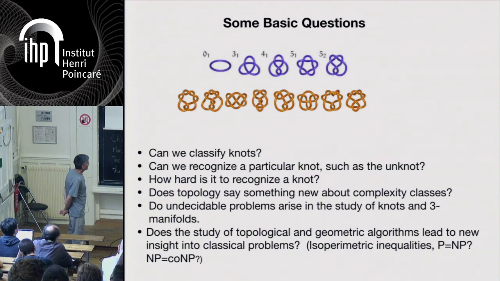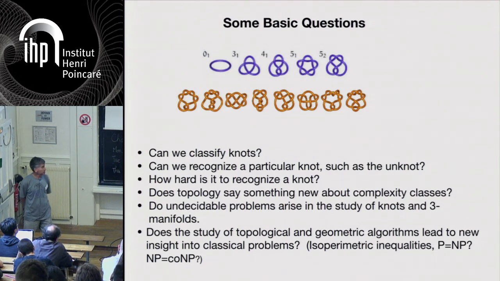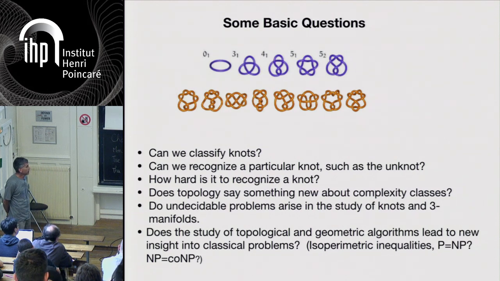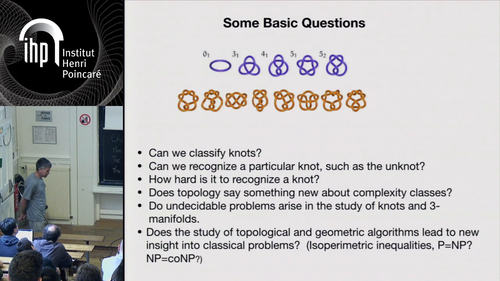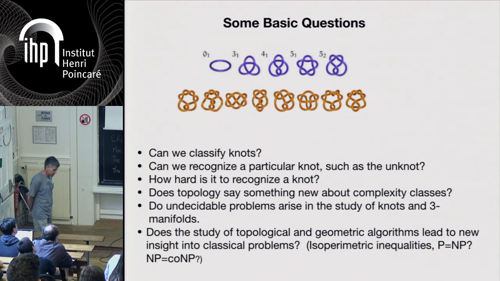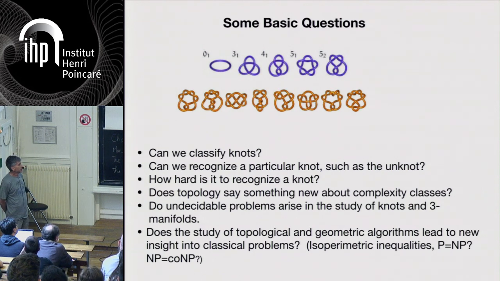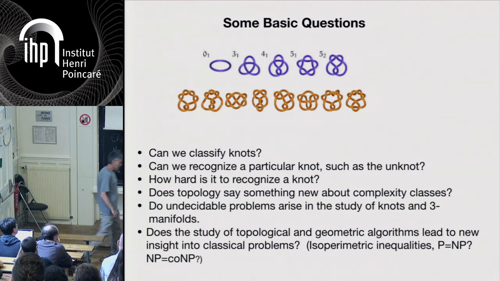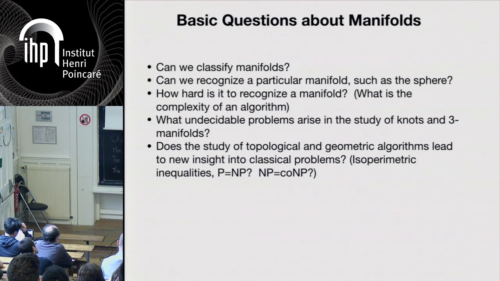And it turns out that by studying these types of algorithmic questions about manifolds, we're actually led to new results in classical theory. So in particular, there's a lot of interesting connections between complexity theory and areas of computing curve lengths and areas of surfaces. This is a standard topic in differential geometry, and I'm going to show you some classical results in differential geometry that come out of these algorithmic questions about topology.